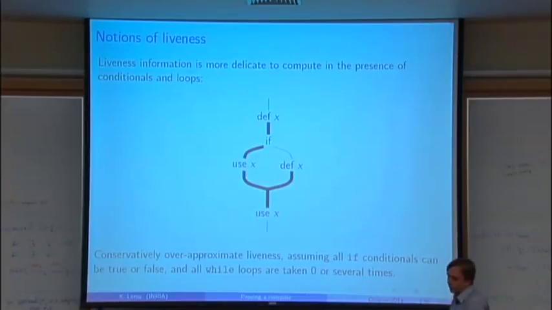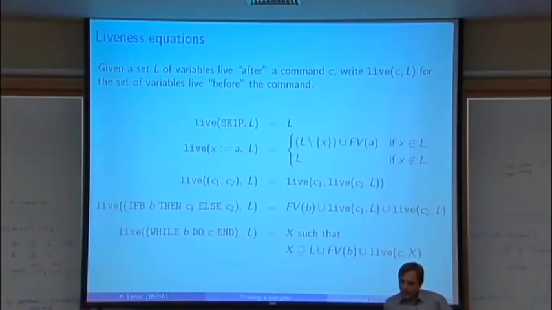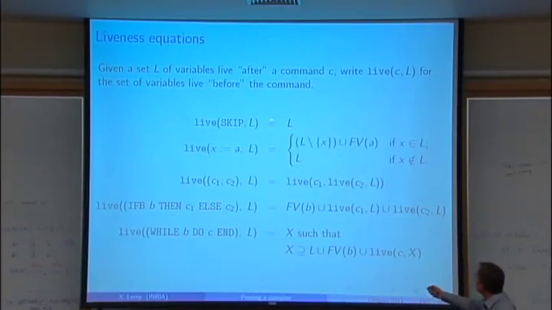So as usual with static analysis, we are going to be conservative and over-approximate, assuming, for instance, that all conditionals can be either true or false, so both branches are taken, and all while loops are taken 0, 1, or several times. And so this is how we compute liveness information.